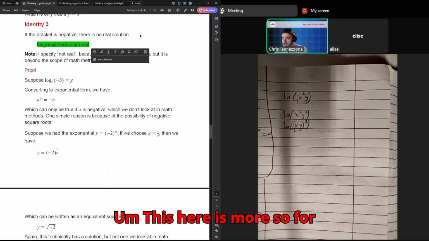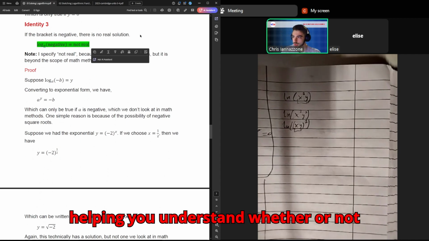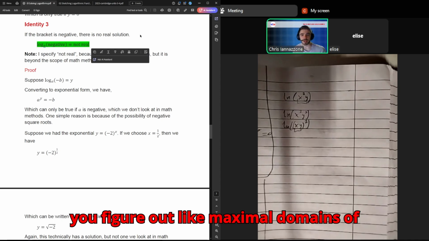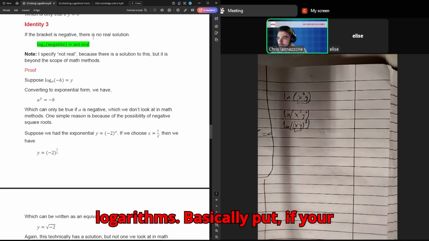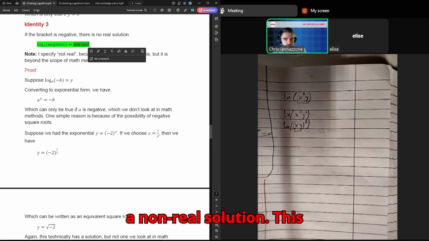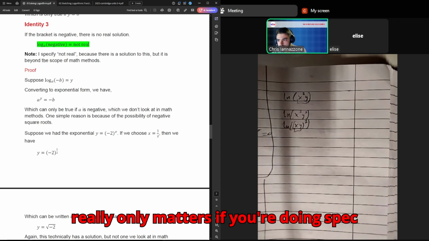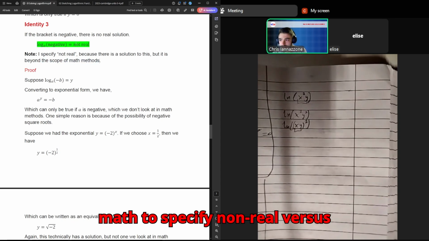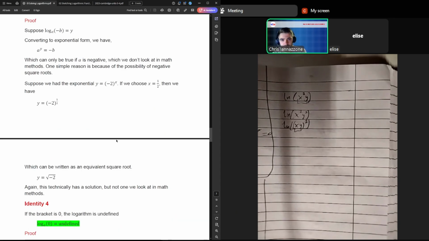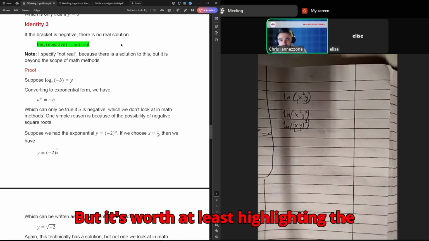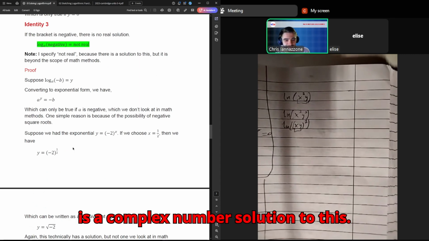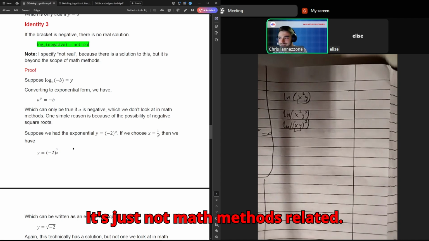This here is more so for helping you understand whether or not your logarithm has a solution, or helping you figure out like maximal domains of logarithms. Basically put, if your brackets are negative, the logarithm has a non-real solution. This really only matters if you're doing spec math to specify non-real versus does not exist or undefined. But it's worth at least highlighting the nuance there, because technically there is a complex number solution to this. It's just not math methods related.